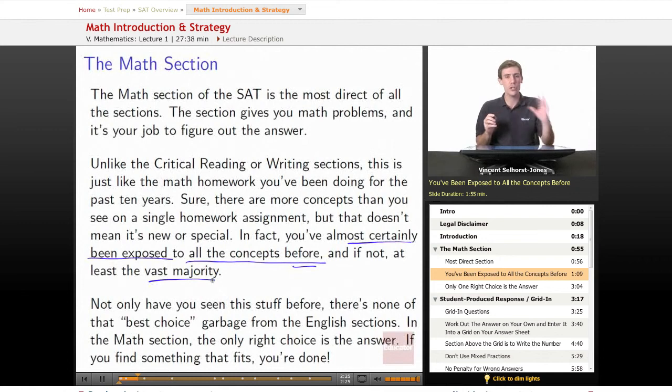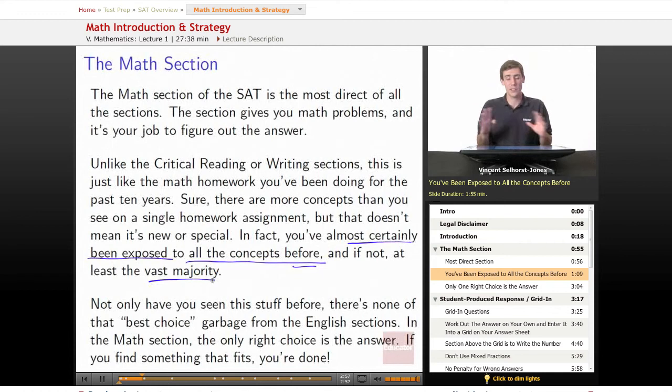So don't think that just because there's a lot of things on the test, and yes, there are a fair number of concepts that are going to be on this test, that it means you haven't already done probably all of them. And if you haven't done all of them, you've almost certainly done almost all of them. So don't think that it's really hard and difficult and there's a bunch of new stuff you have to be prepared for. No, what you need to do is just get used to what you did before. Get back into the habit of all the math tricks and ideas and concepts that you've learned previously.